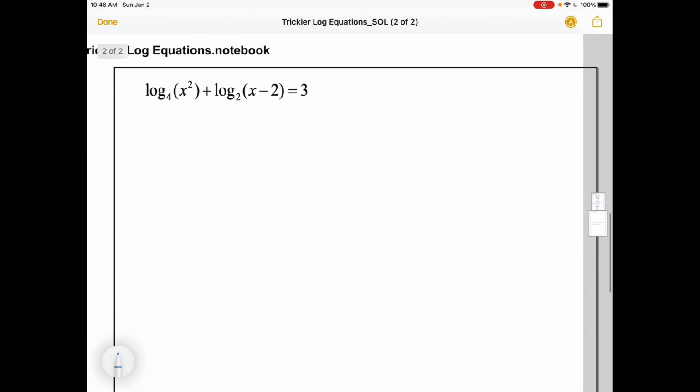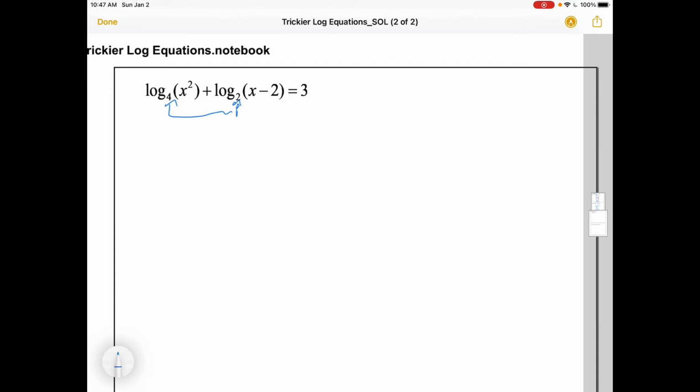All right, one other tricky log one. The trickiness here is that we have different bases. Okay. So when we have different bases, we need to convert to a common base before we can exploit any of our log laws. And if we want to change base, we need to use the change of base rule.